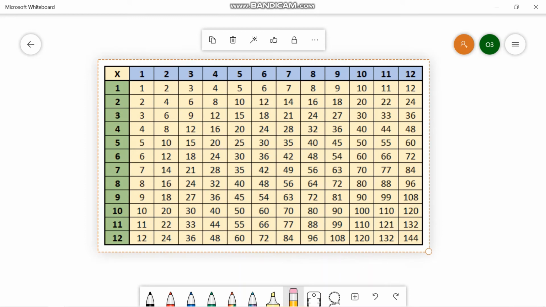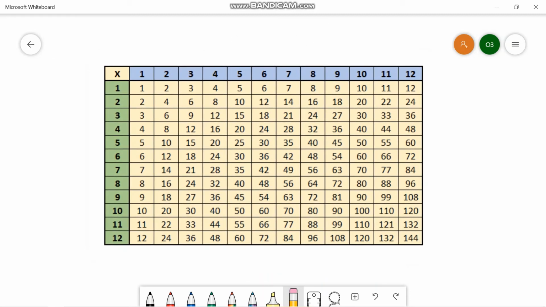So another method that we can use, or another way of identifying the multiplication and division sentences, is using the multiplication table. So this is what we call multiplication table. Okay, I'm gonna give you one example. Let's say I have 5, from the 5 times table, 5 times 6, okay? So 5 times 6 is 30. Okay, so the answer is 30.